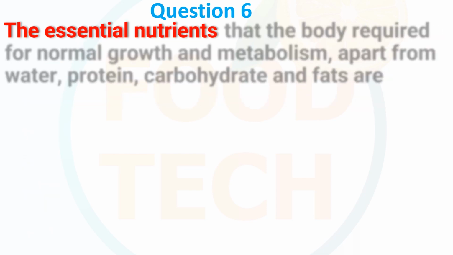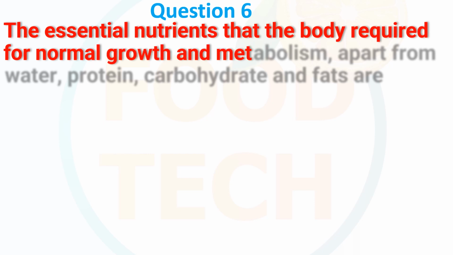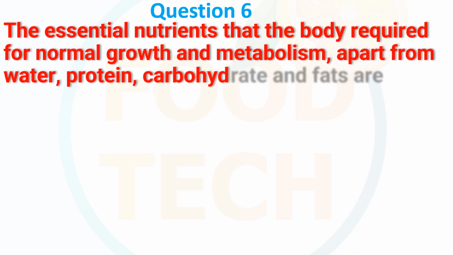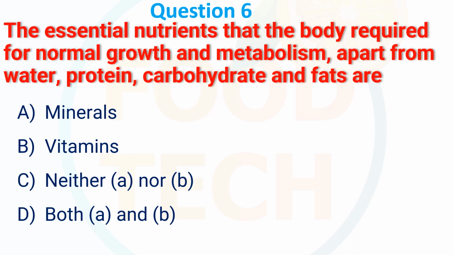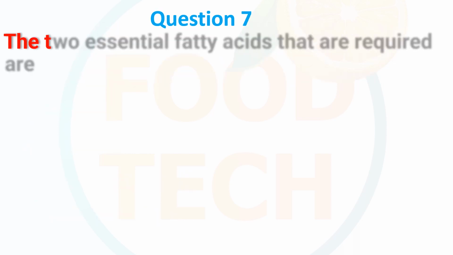The essential nutrients that the body requires for normal growth and metabolism, apart from water, protein, carbohydrates, and fats, are: A. Minerals, B. Vitamins, C. Neither A nor B, D. Both A and B. The answer is D. Both A and B.